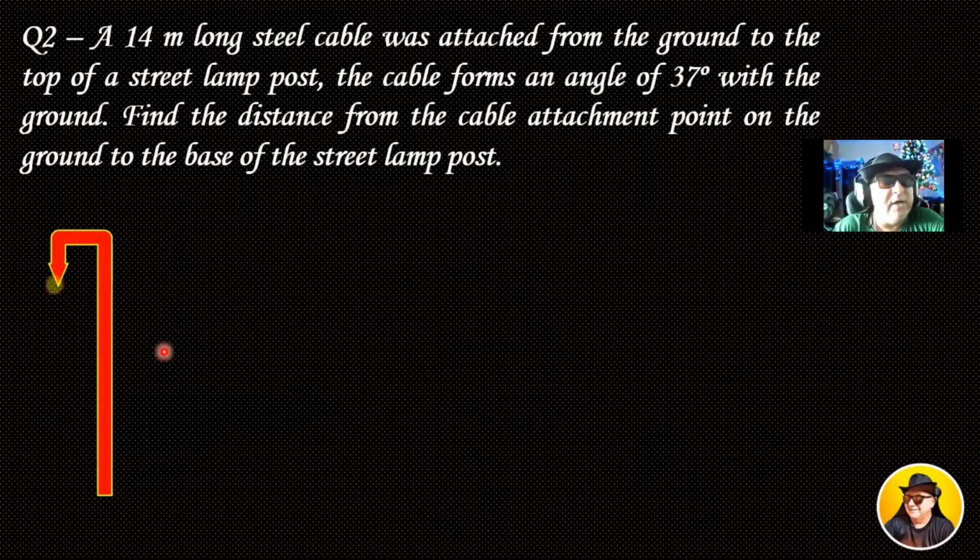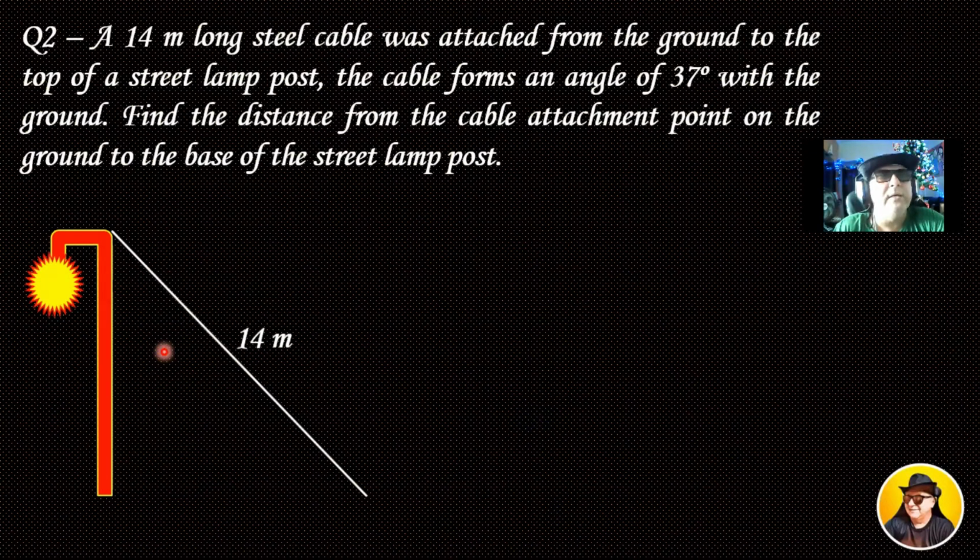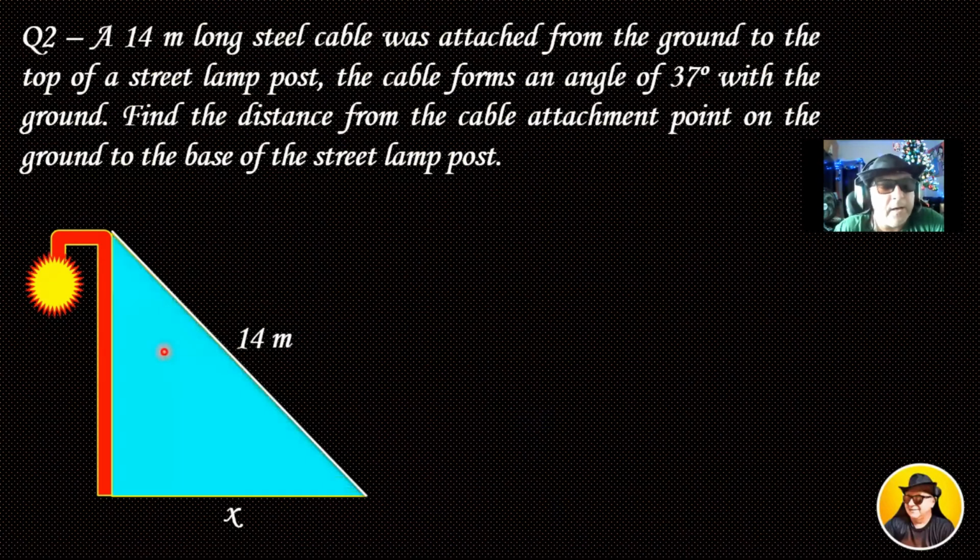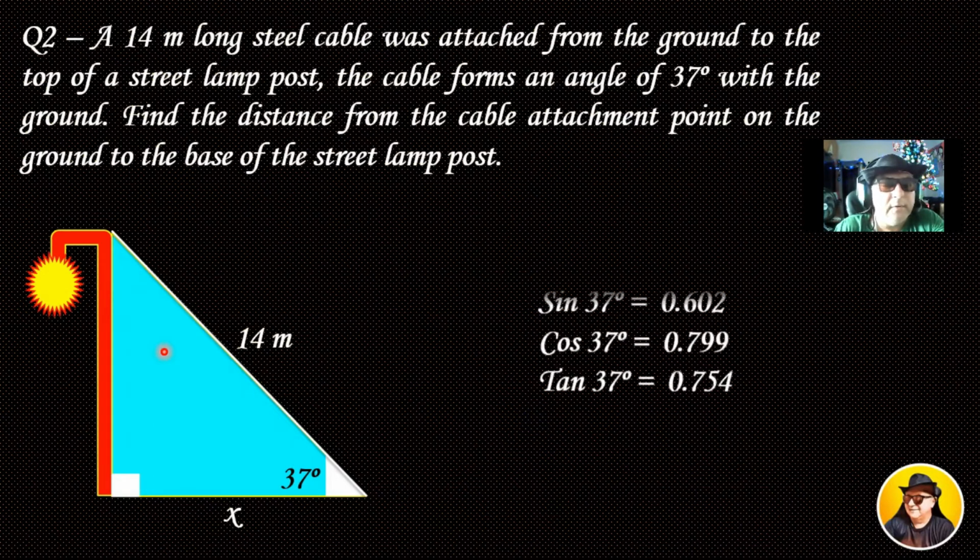Let's see the situation. This is the street lamp post. This is the steel cable. The steel cable is 14 meters long. This is the distance we want to calculate. Okay, so it forms a right triangle. Good. The angle is 37 degrees. All of this information was given. The right triangle.